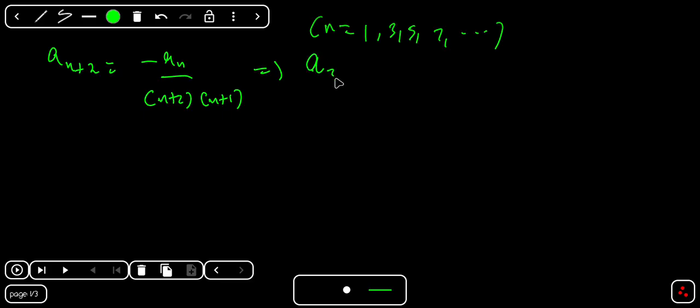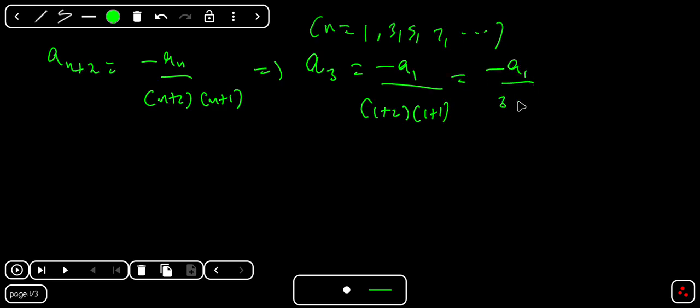So when n is 1, what are we going to have? We are going to have a3 is equal to minus a1 over 1 plus 2 multiplied by 1 plus 1. So which is equal to minus a1 over 3 multiplied by 2. 3 multiplied by 2 is 6. And this also means 3 multiplied by 2 multiplied by 1, and that's 3 factorial. So you have minus a1 over 3 factorial.